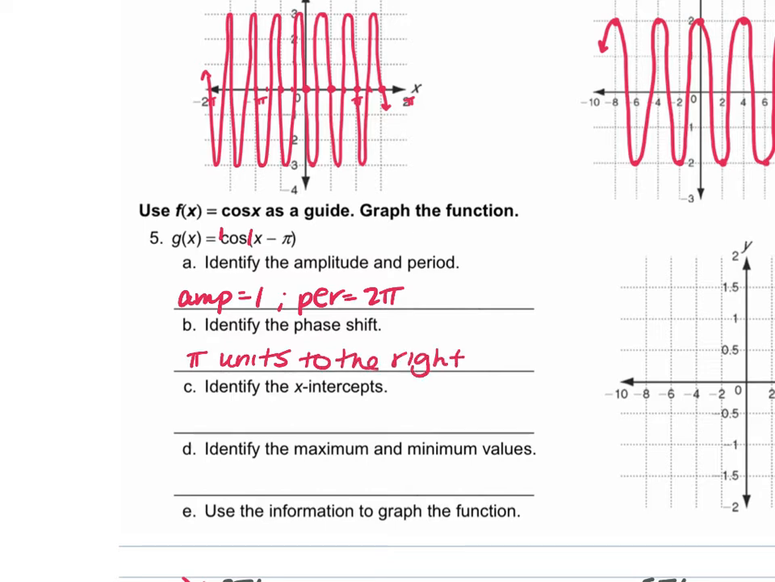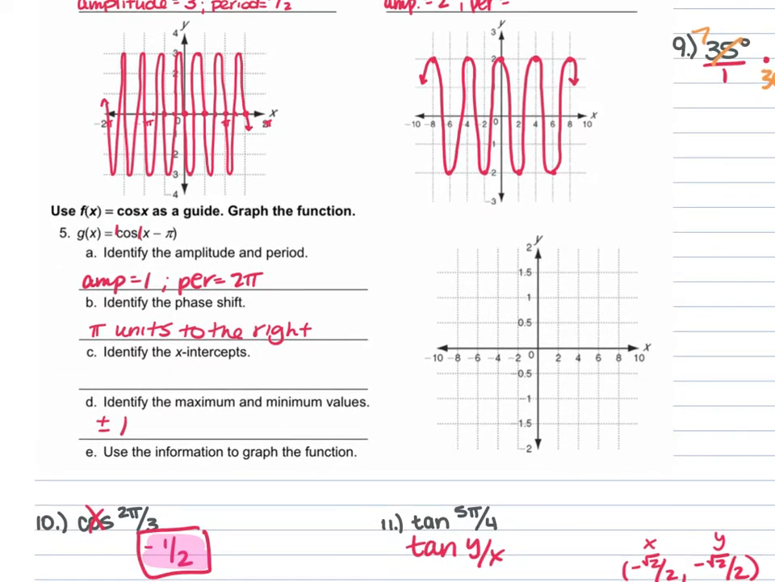Your x-intercepts are going to be gotten when we graph this, and then your maximum and minimum values are dealing with your amplitude, so that's positive and negative 1. Dealing with cosine, we're going to start with 1. Our period is 2 pi, so we're going to go up to 2 pi comma 1. Halfway between those, we're going to be at negative 1. So this is the way our line looks.